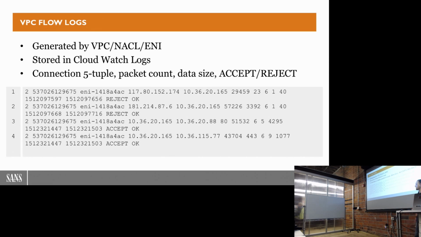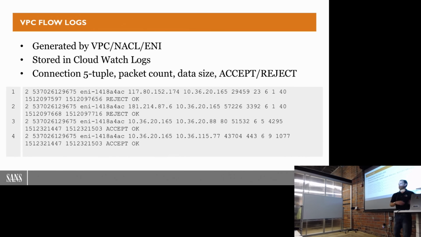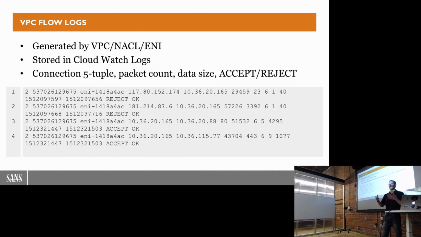Here's what a very small section of a VPC flow log file looks like. We've got these being dumped into CloudWatch from our VPCs, from our NACLs, from our actual network interfaces, and they send out the packet counts, the data sizes, the accept, reject, the source, destination, IPs, and ports, all of the fun information that might be good to monitor for anomalies. So that's one chart I'll show you here in a little bit that we put together.